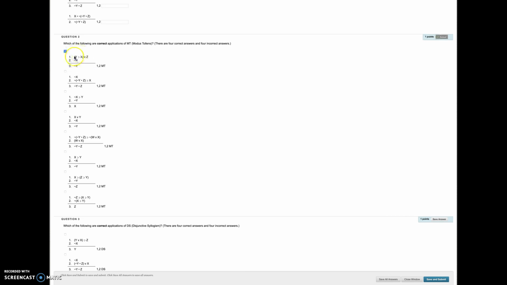Modus tollens can't be applied to parts. This is a disjunction, so that's not going to be applicable. These ones at least involve conditional statements. This one doesn't, so that's not going to be applicable. And recall that for modus tollens, we're looking for a conditional, the negation of the consequent only, and we conclude the negation of the antecedent.